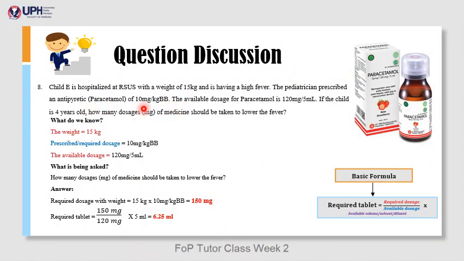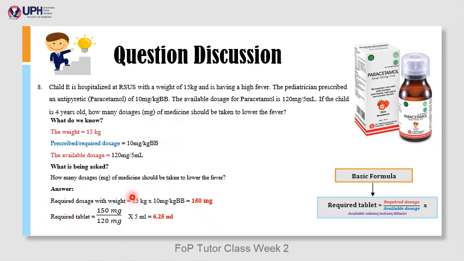So, what we know is the weight of the child is 15 kilograms, right? And the prescribed dose is 10 milligrams in 1 kilo of weight, okay? And then we have 120 milligrams over 5 milliliters here. Now, what we need to do is we look for the required, remember we still use the same formula, required dosage divided by available dosage times the available volumes, tablet, or diluent, or solvent. So we need to see how many the required dosage here with the weight.